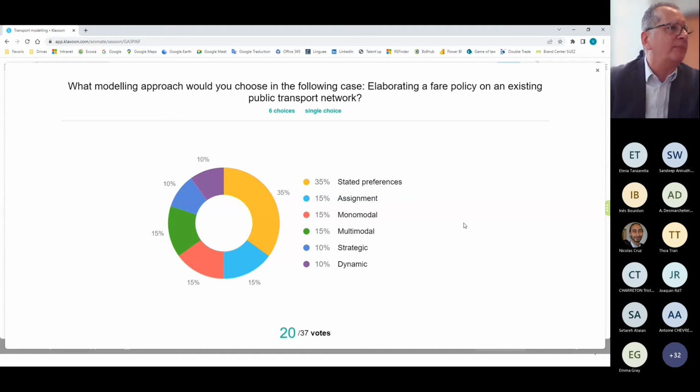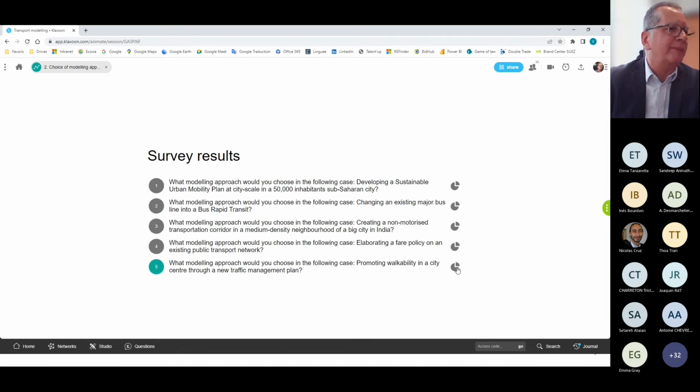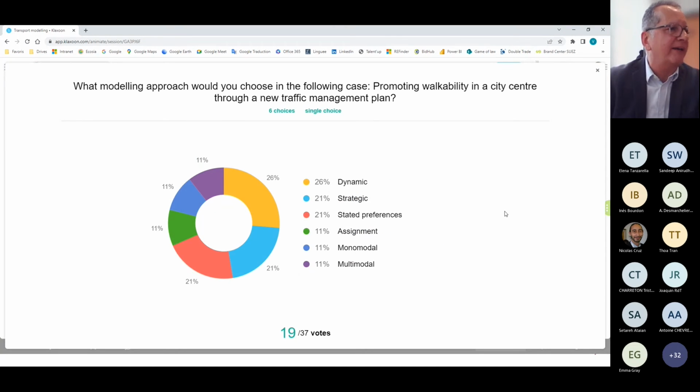Elaborating a fare policy on an existing public transport network. Okay, stated preference, assignment, or monomodal are probably good choices. And the last one, promoting walkability in a city center through a new traffic management plan. So it depends on how you interpret the issue. I would probably think that the main issue there is the impact on the traffic, and that maybe, yes, the issue is not to model the pedestrian flows, but mostly the traffic. And then a dynamic model might be a good idea, or possibly a monomodal approach on the road traffic.